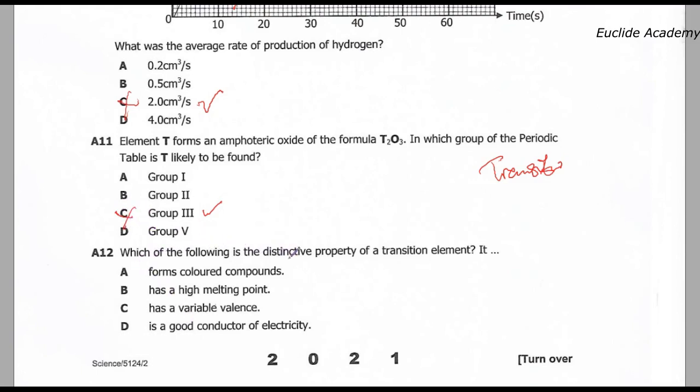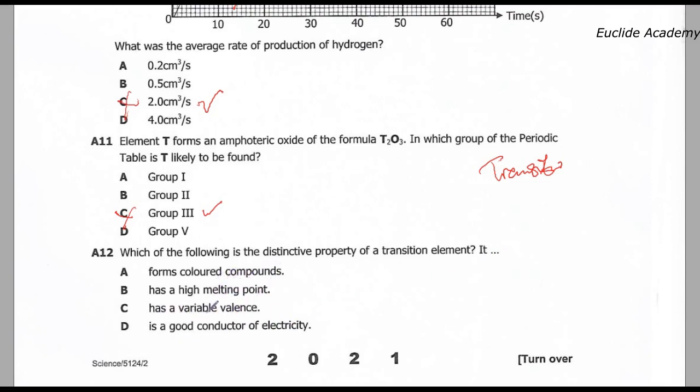Which of the following is the distinctive property of a transition element? So you can even see how the questions are following each other on one particular topic. So you can actually even relate the questions. Which of the following is a distinctive property of a transition element? It is a good conductor of electricity, has a high melting point, forms colored compounds.